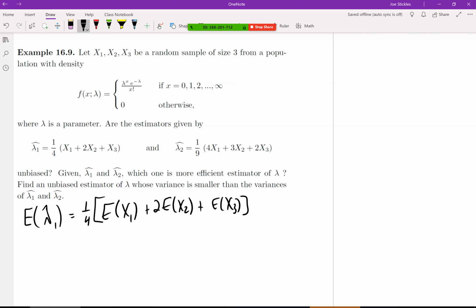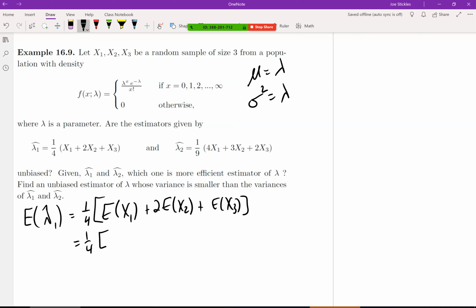Now, this is one where they give you the PDF, so we should be able to recognize what kind of random variable this is. And that is a Poisson. I guess I should technically say PMF since it's a discrete one, but that's certainly Poisson, right? Because we have the lambda to the x and e to the minus lambda in there. So we know that the mean and the variance for the Poisson are both lambda. We might need both of those pieces of information here, and we certainly need one of them right now.